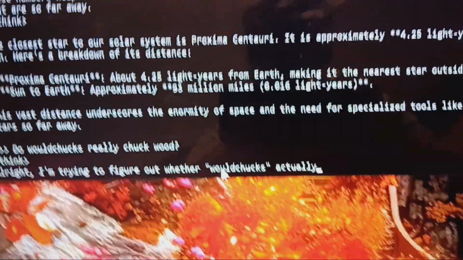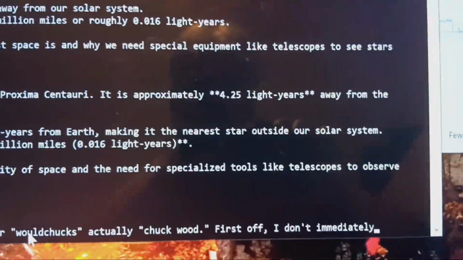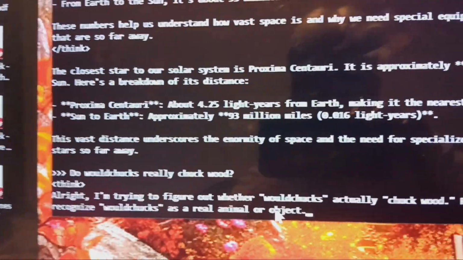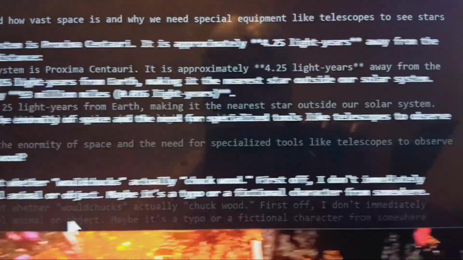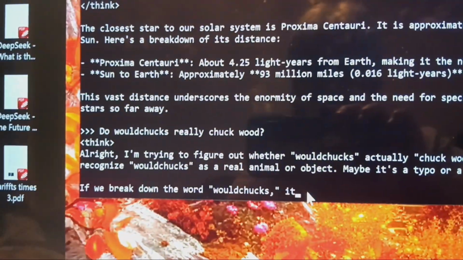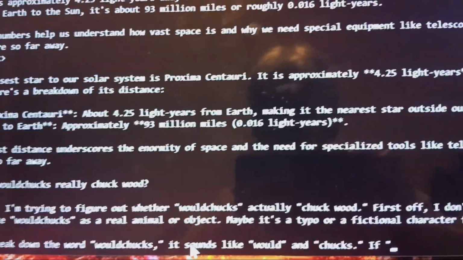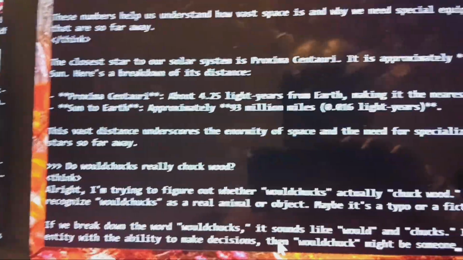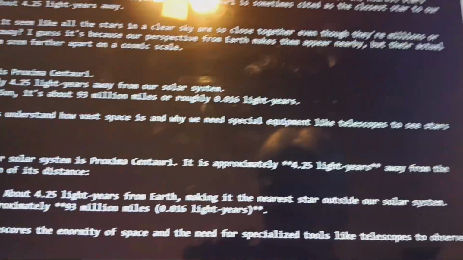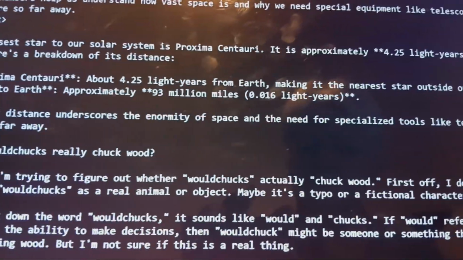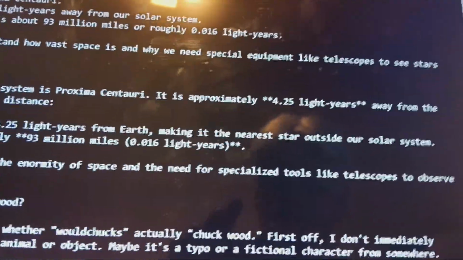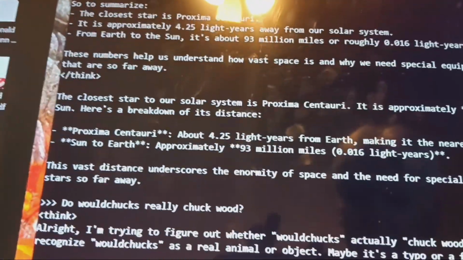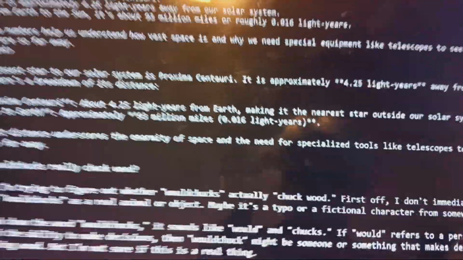Trying to figure out where the woodchucks actually chuck wood. First off, I don't immediately recognize woodchucks as a real animal or object. Maybe it's a typo or fictional character of some kind. If we break down the word woodchucks, it would sound like wood and chucks. It would refer to a person or an entity with the ability to make decisions. Then woodchuck might be someone or something that makes decisions about chucking wood, but I'm not sure. I recall that in some contexts, chuck can mean to throw or toss something, like chucking dirt or furniture. Or maybe woodchuck refers to individual.